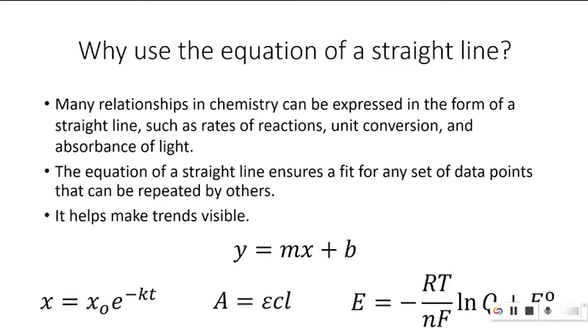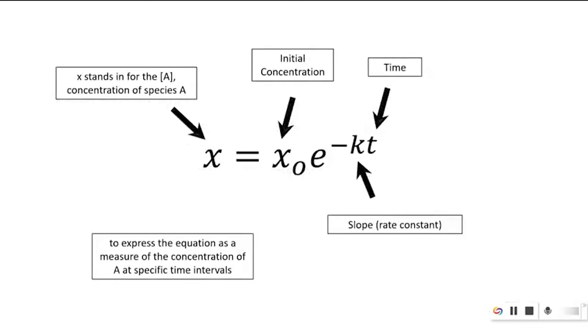Most of you might be more familiar with the straight line equation of y equals mx plus b. It's a pretty common way of writing it, and all of these equations below it can be expressed in the same way. The equation of a straight line ensures a fit for any set of data points that can be repeated by others. It can also make sure that the trend is visible, whether it's a decreasing or increasing trend. It will be clearly visible to anybody who looks at the line.